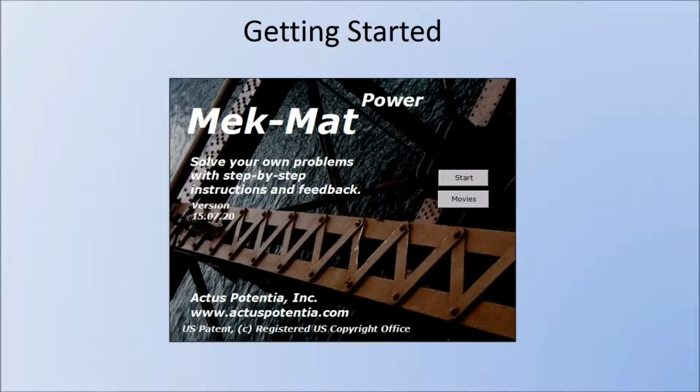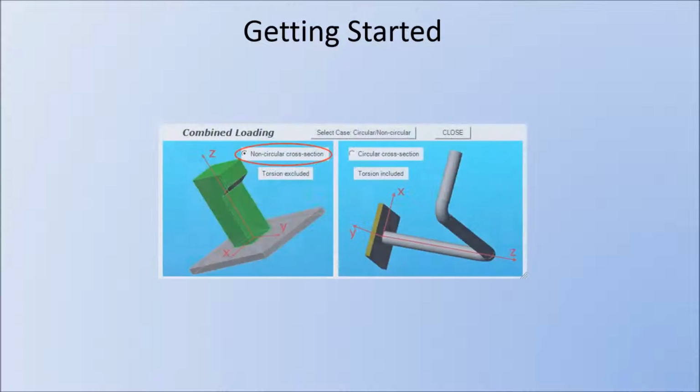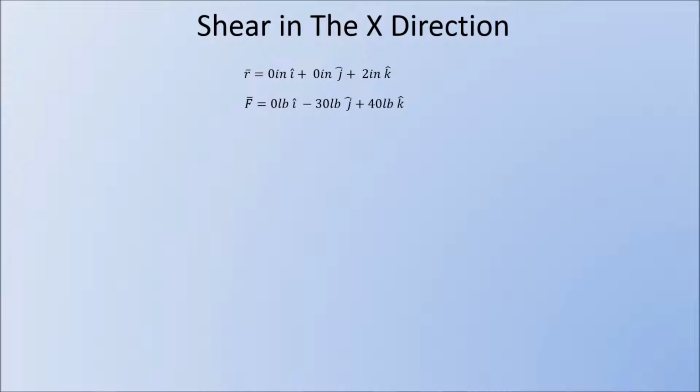To get started with MechMat, once you open the program, you'll see this screen. Simply press the Start button to get started. Now it'll bring up this screen, which highlights all of the different things MechMat is capable of helping you with. So for instance, that would be stress-strain transformations, axial loading, torsional loading, beam bending, buckling, combined loading, and cylindrical pressure vessels. Now for our purposes, we're going to select combined loading, and that'll bring us to this screen. And we're going to select non-circular cross-section, and then select case, circular, non-circular. So we're going to look at shear in the X direction first.